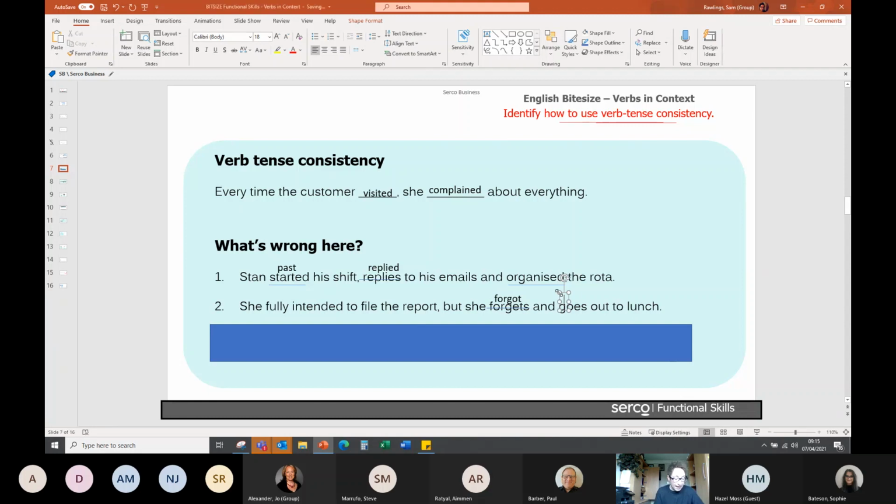Exactly, yeah. So again, we've got another verb here. We've got goes. We're currently writing in the past, so we want that to be in the past as well. So that's what we mean by verb tense consistency, making sure that you're using consistent use of tense in your sentences.